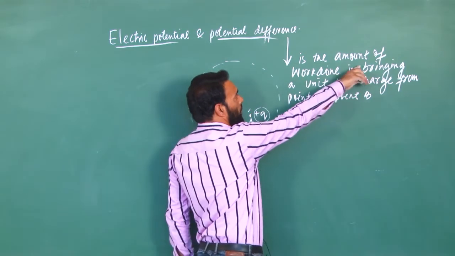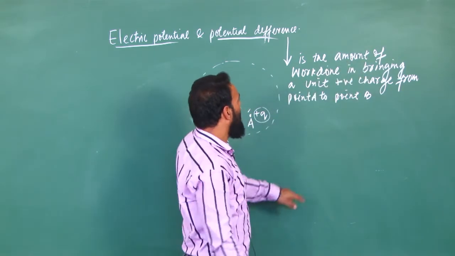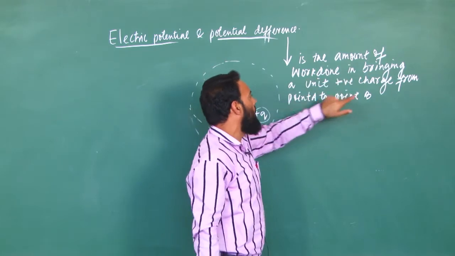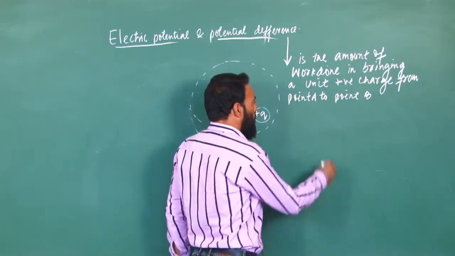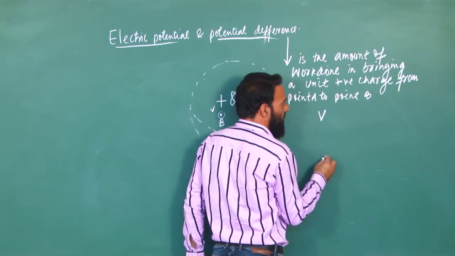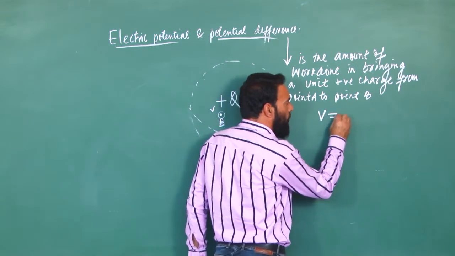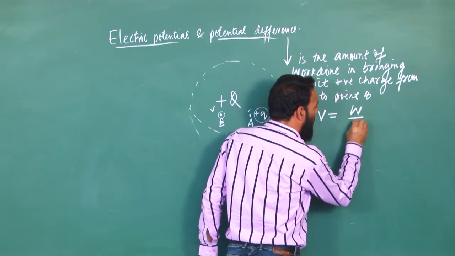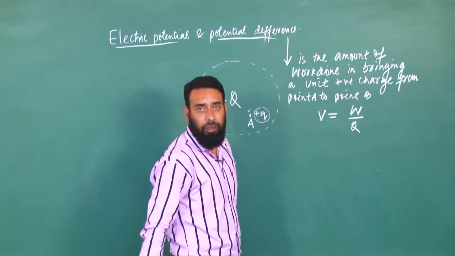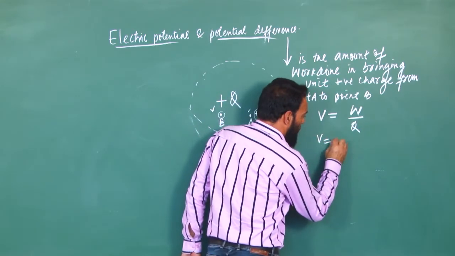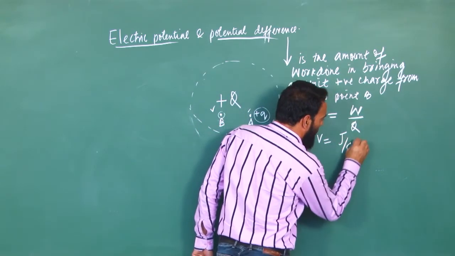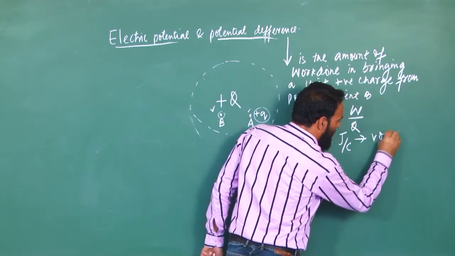So the electric potential difference is the amount of work done in bringing a unit positive charge from point A to point B. So we can say electric potential difference, again represented by V, is equal to W divided by Q, and its units are the same, that is, joule per coulomb, which is equal to volt.